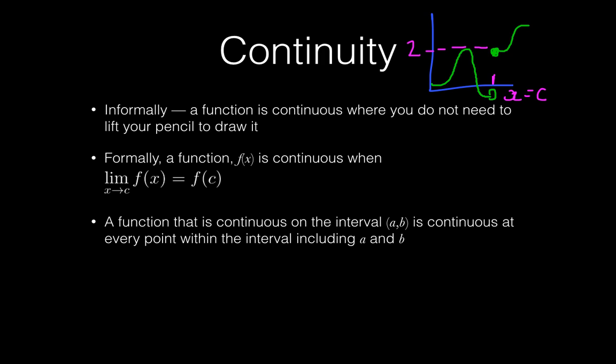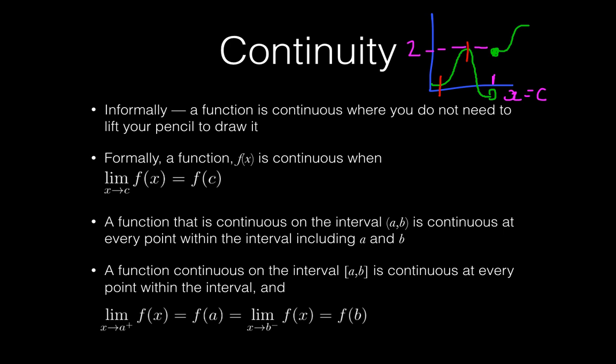A function that is continuous on the interval a to b is continuous at every point within the interval, including a and b. For example, if we look at the open interval between here and here, every point is continuous. A function continuous on the closed interval of a to b is continuous at every point within the interval. For this, we can look from here to here.